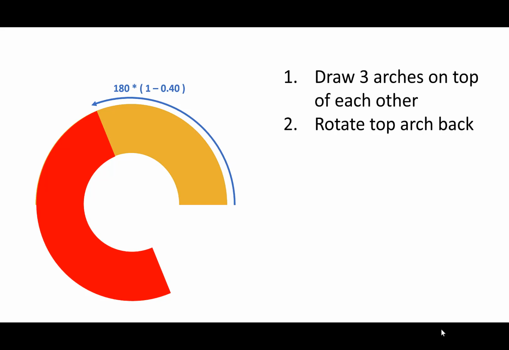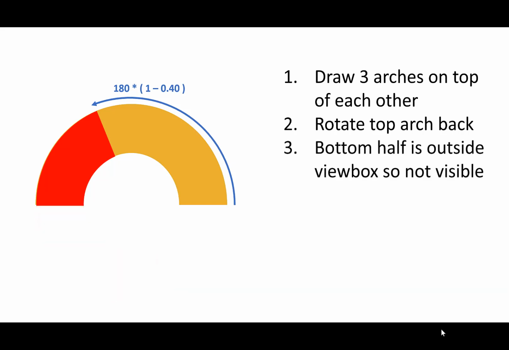Now, because the view box is only 50 tall, the bottom half is outside of it, so it's not visible. So it looks like that. And then we rinse and repeat to do the same on the amber. So there we get to see the three different colours. So let's get on and have a go at making this component with some SVG.